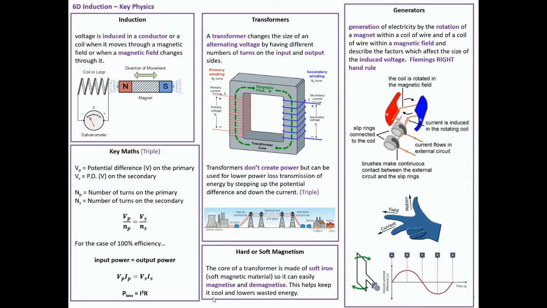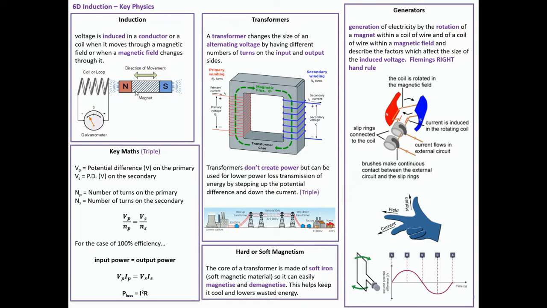Okay, so this is an introduction into iGCSE Physics with Induction, section 6D. So voltage is induced in a conductor or coil when it moves through a magnetic field, or when a magnetic field changes through it. So there we've got my magnet. I push it into the coil or loop of wire, and the galvanometer, which is like a sensitive ammeter, will show a potential difference or a current moving through the loop. Now, of course, if I pull the magnet the other way, it's going to reverse.